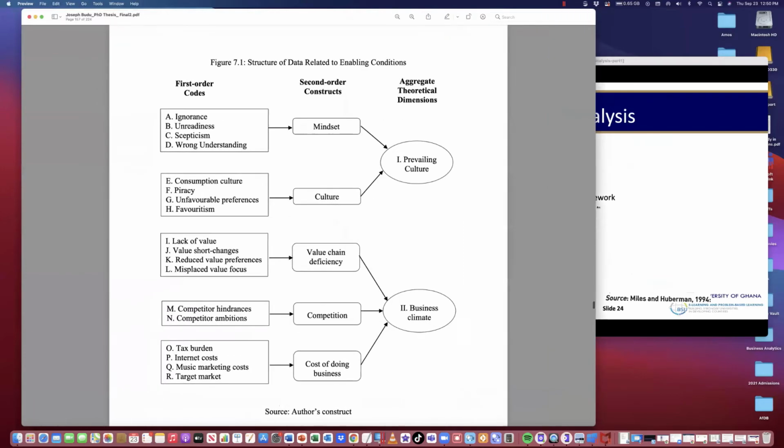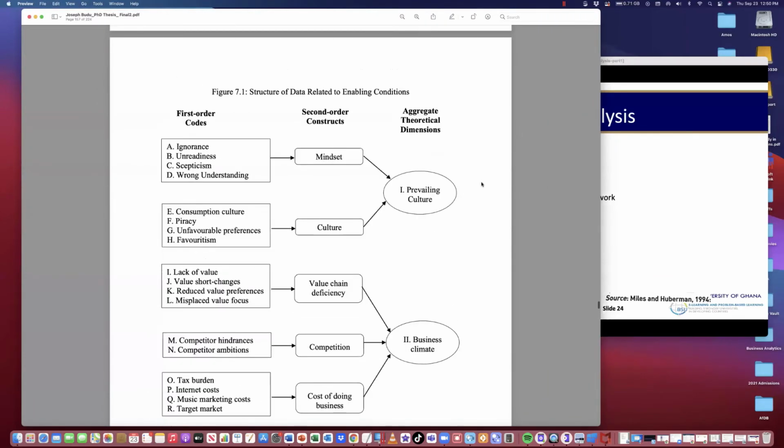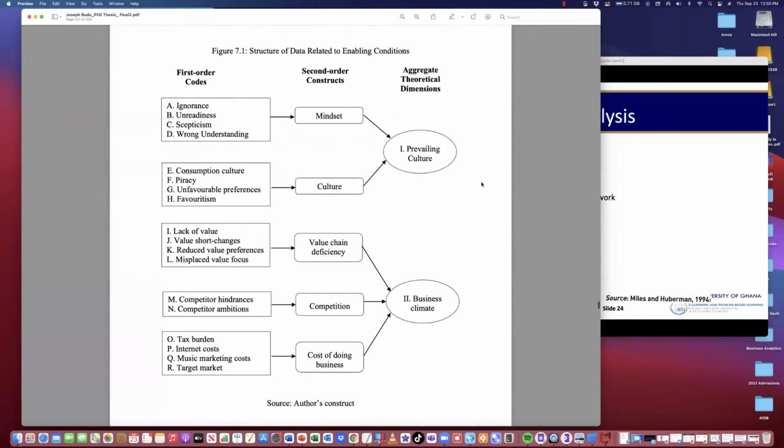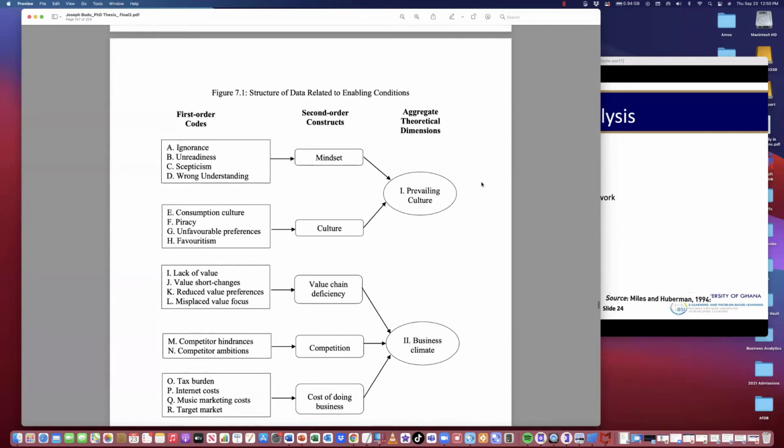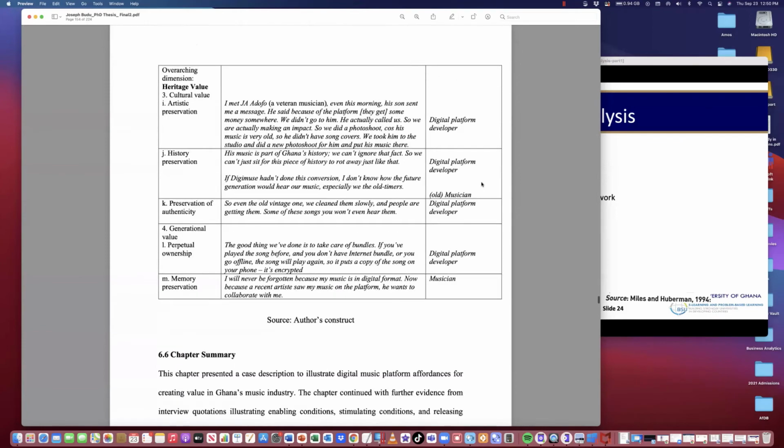Yes, please, Prof. Please, I beg, let me take you back a little. Now, when we look at the second order constructs, we have mindset, culture, value chain deficiency, competition, and cost of doing business. So, Prof, are these the codes that were gotten from the data that was collected? And based on that, within mindset, for example, you have issues of... No, wait, hold on. I'm confused. Hold on. I think you're not paying attention.